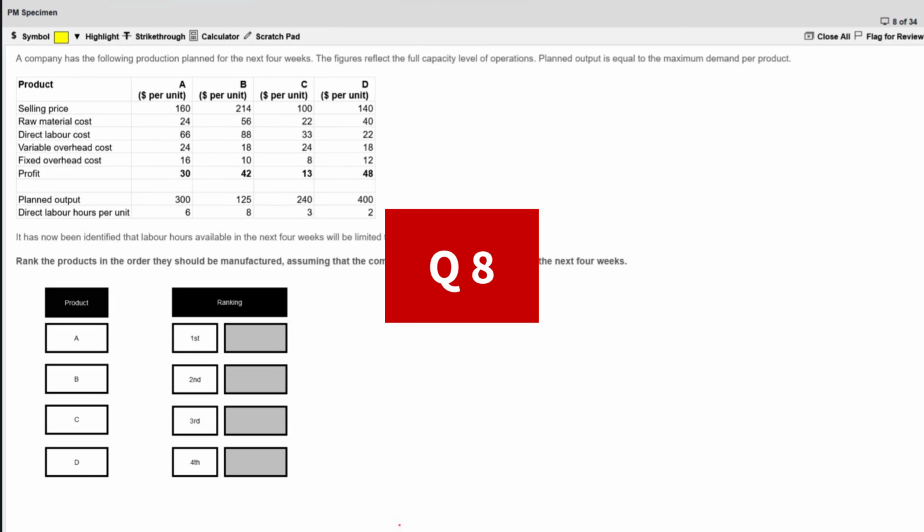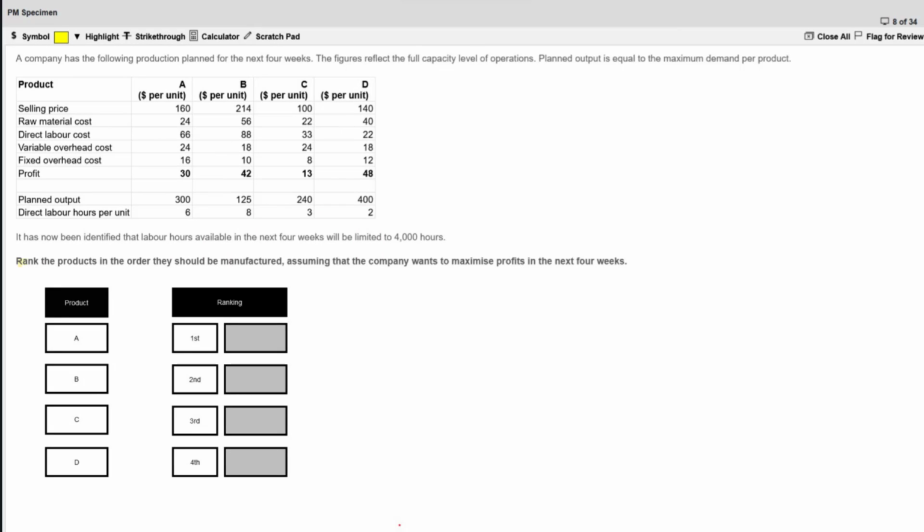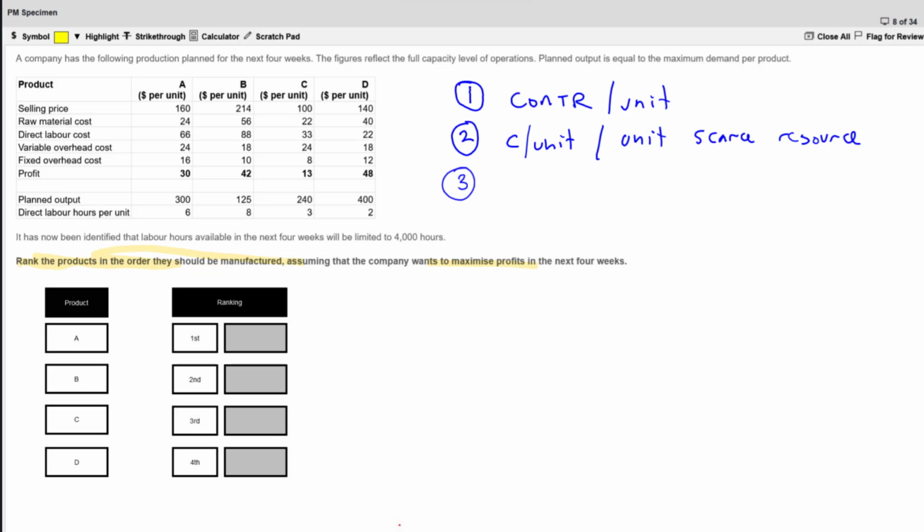Question number 8, we read the question stem first, and we see ranking products in the order they should be manufactured, assuming the objective is to maximize profit. Guys, we have another ACCA classic here. We've got limiting factors, single limiting factors. So step 1, we've got to get contribution per unit. Step 2, then we get the contribution per unit of scarce resource.